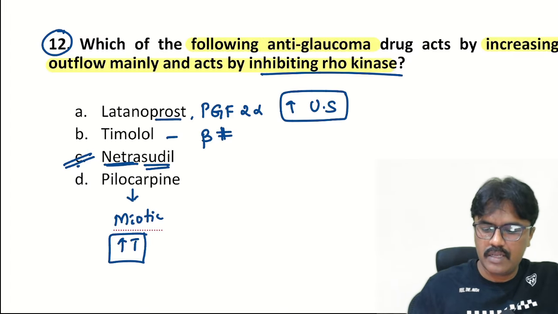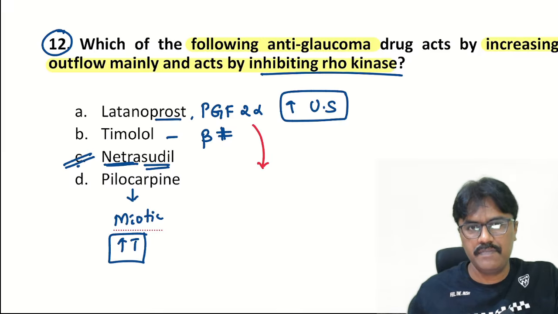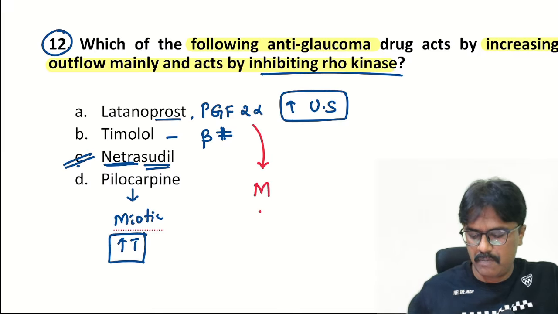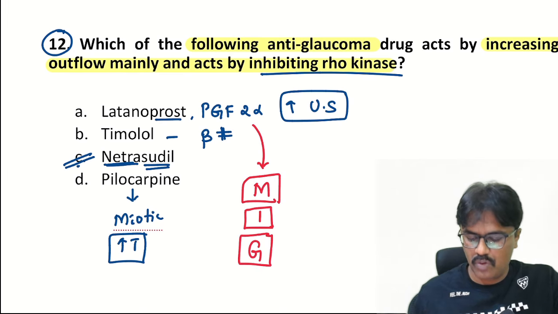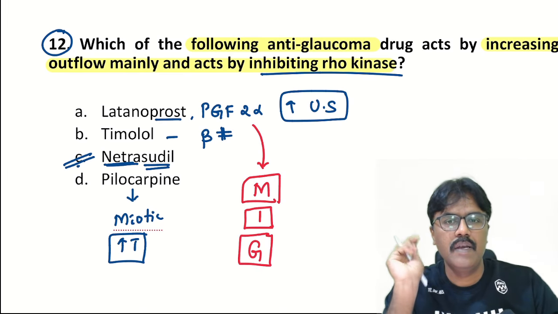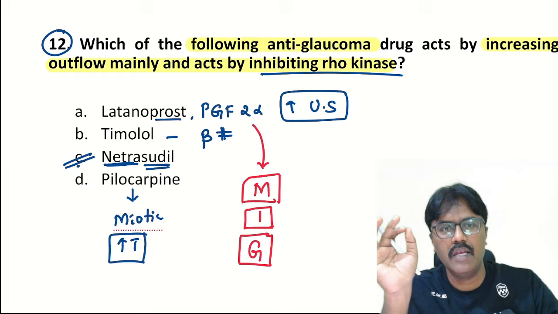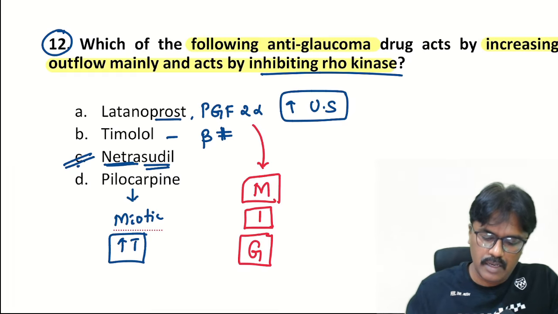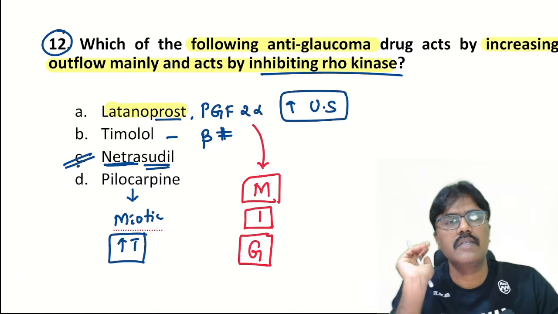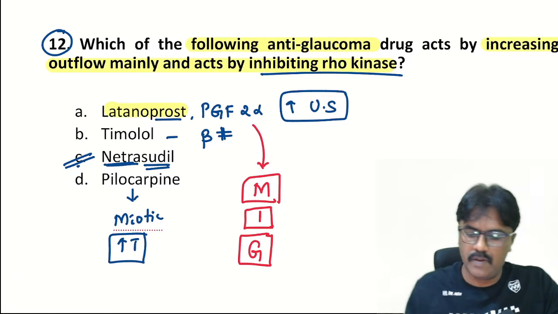But one thing they always test is what are the adverse effects of PGF2 alpha. Remember the mnemonic MIG. M stands for macular edema, I for iris pigmentation, G for growth of eyelash. Macular edema, iris pigmentation, growth of eyelash is seen with the drug latanoprost, frequently tested. Okay.